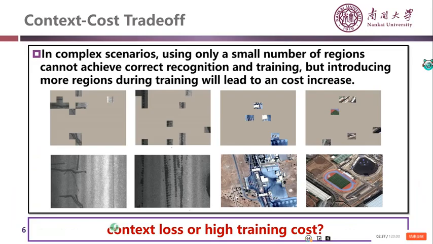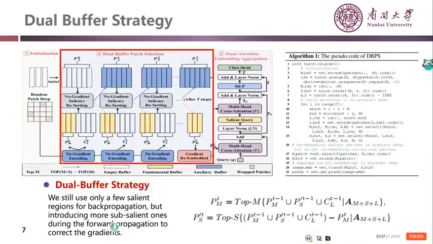However, in many complex scenes, using only a small number of regions cannot achieve correct recognition and training, but introducing more regions during training will also lead to a cost increase. So there is a problem: context loss or high training cost. Which one should we choose, or can we have both? I call this issue the context-cost trade-off.